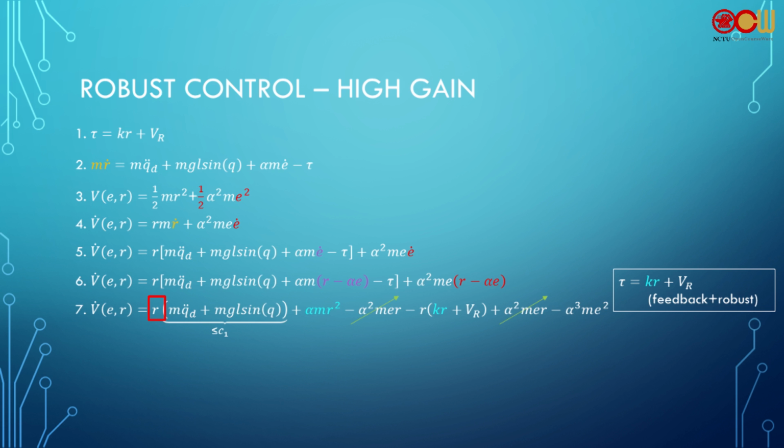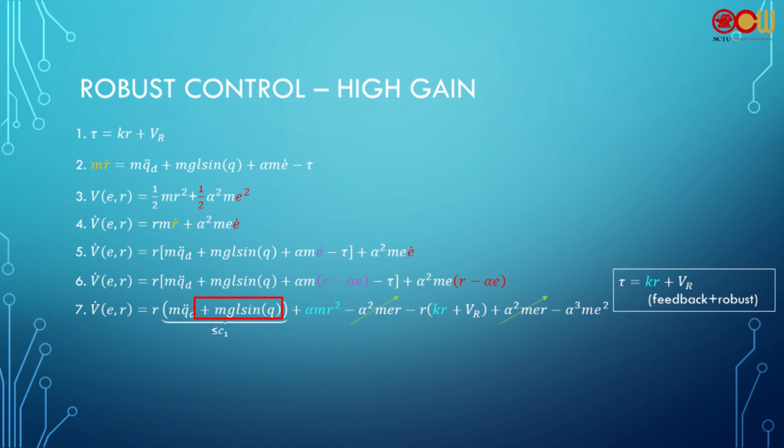But the problem is here. You see r, right? You see r. It's not r squared, it's only r. M is unknown, right? L is unknown. So basically, this term is unknown. So we can upper bound these terms, okay, by a constant C1. C1 might be large because it had to be greater than m times q d double dot. Q d double dot depends on the trajectory you're trying to follow.